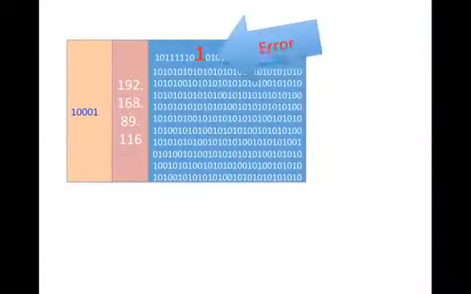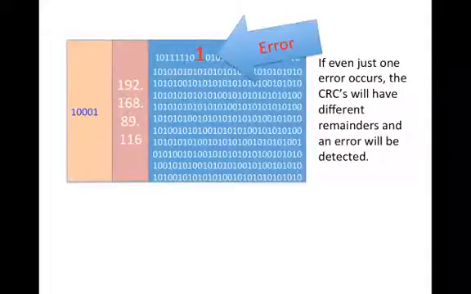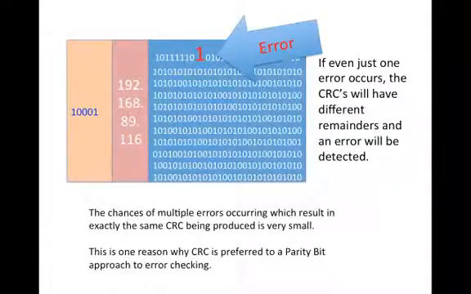Again, if an error occurs, the CRCs will have different remainders and an error will be detected. The chances of multiple errors occurring which result in exactly the same CRC being produced is very small. This is a reason why CRC is also preferred to the parity bit approach to error checking.